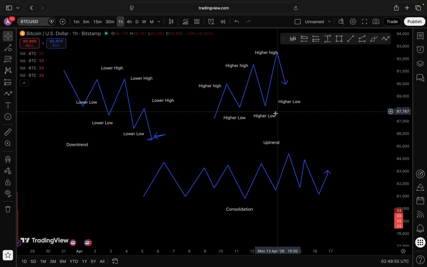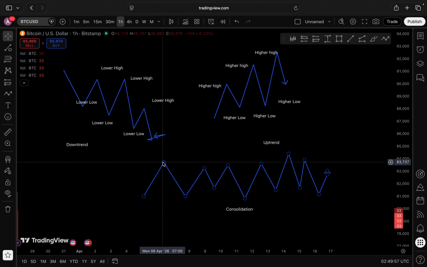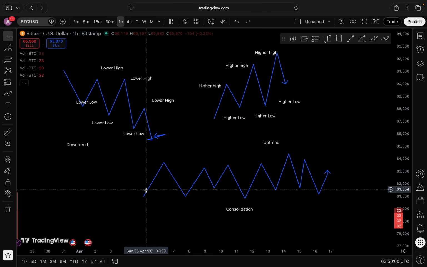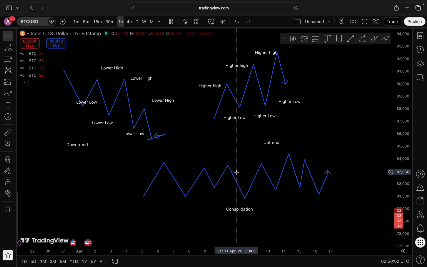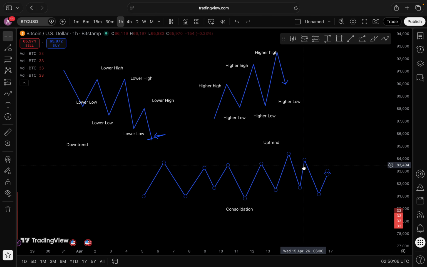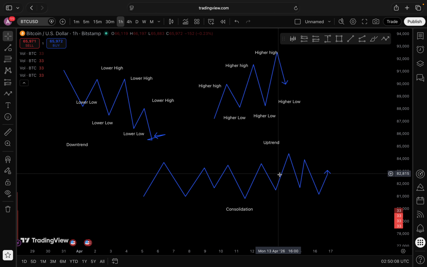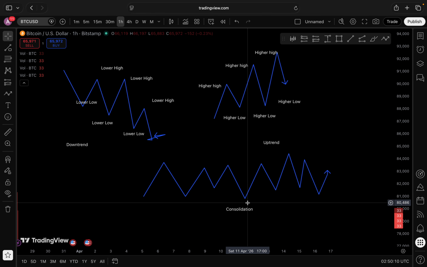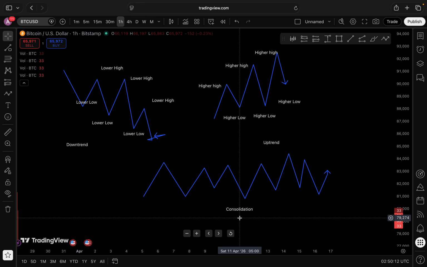Meaning price is not showing you higher highs, higher lows, and it's not showing you lower lows, lower highs. It's just bouncing off of two zones over and over again. It's just sitting here. It's not doing nothing. That's consolidation. We don't trade consolidation. We don't make money off consolidation.